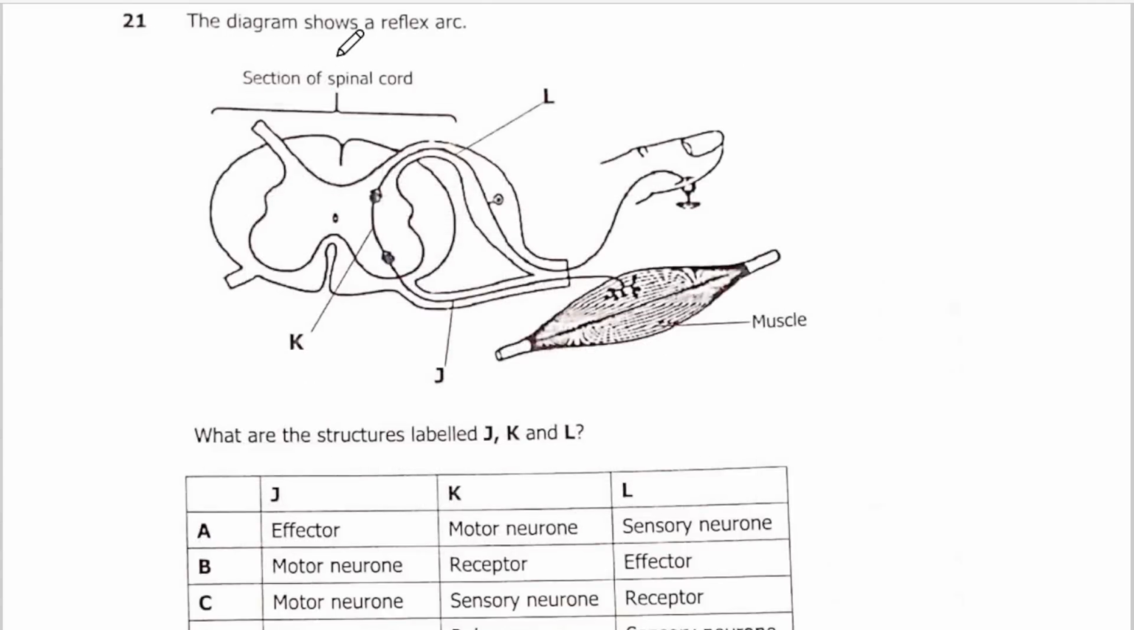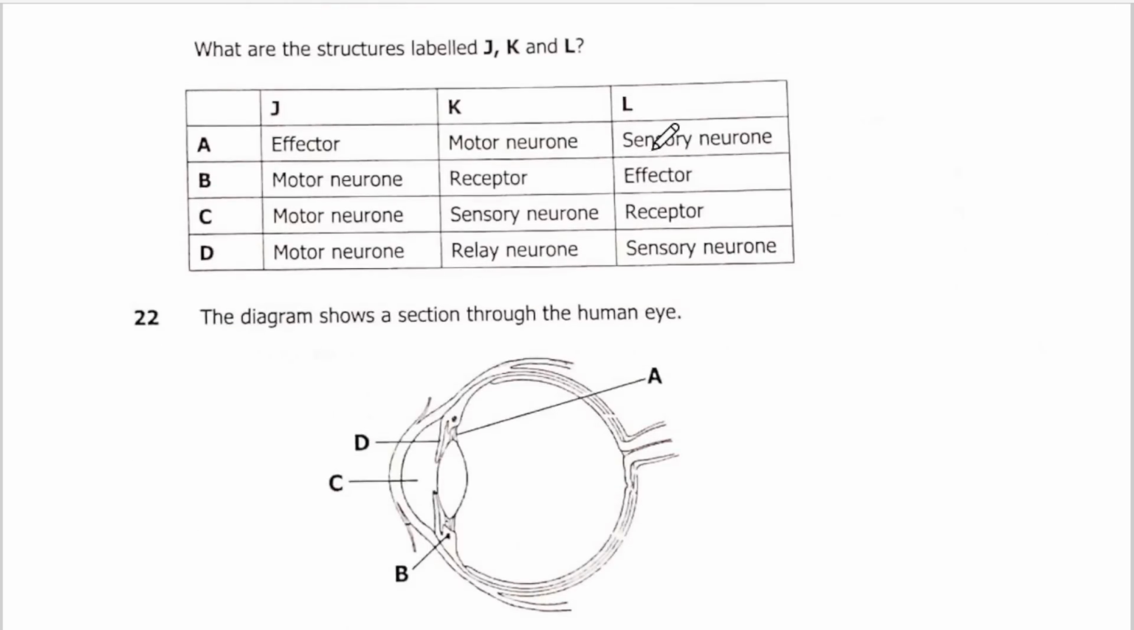21. The diagram shows a reflex arc. So we have a reflex arc here showing a pin pricking the finger. Then we have neurons L, K, and J, which are then connected to the muscle. So the question is, what are the structures L, K, and J? L is the sensory neuron, which is sensing the pin here. Then inside the gray matter of the spinal cord, we have the relay neuron, which is K. Then the one which connects to the muscle or the effector is the motor neuron. So the answer here was D.